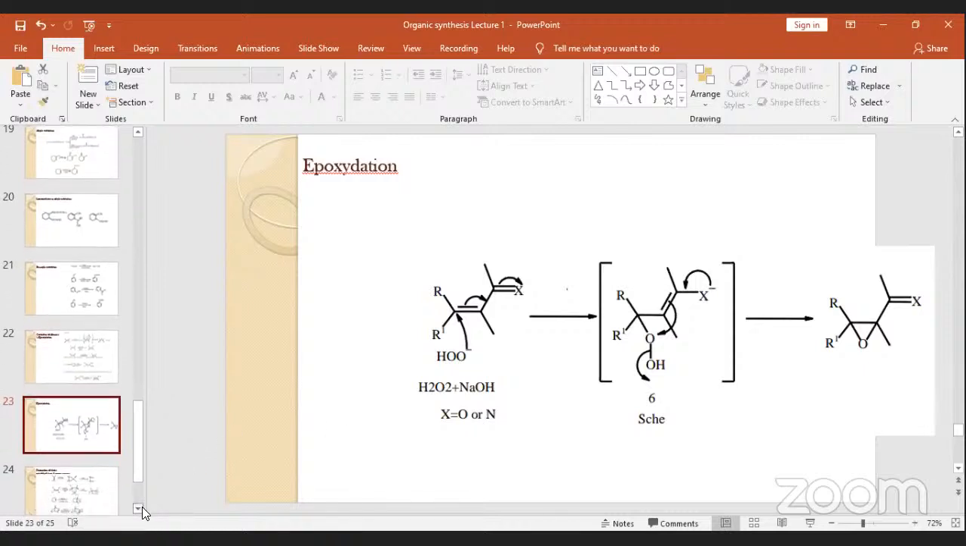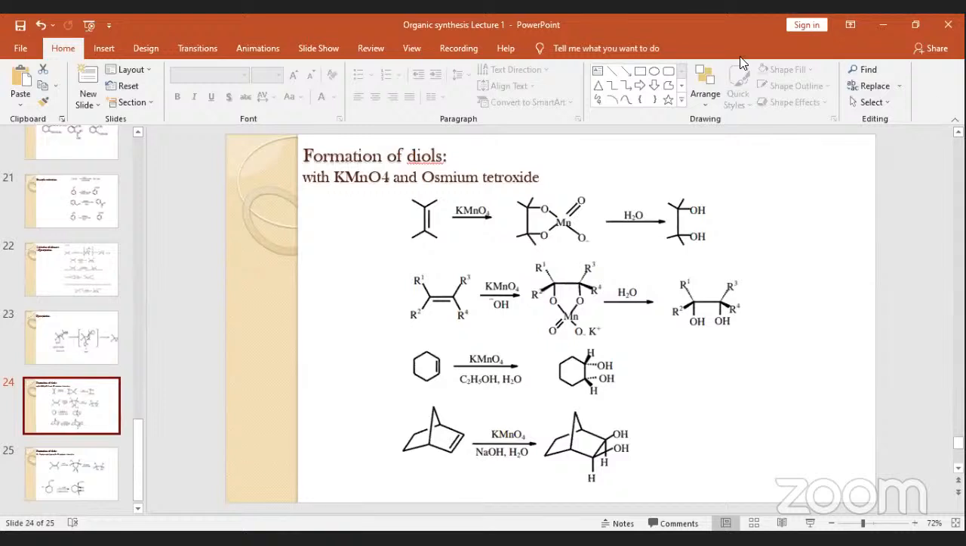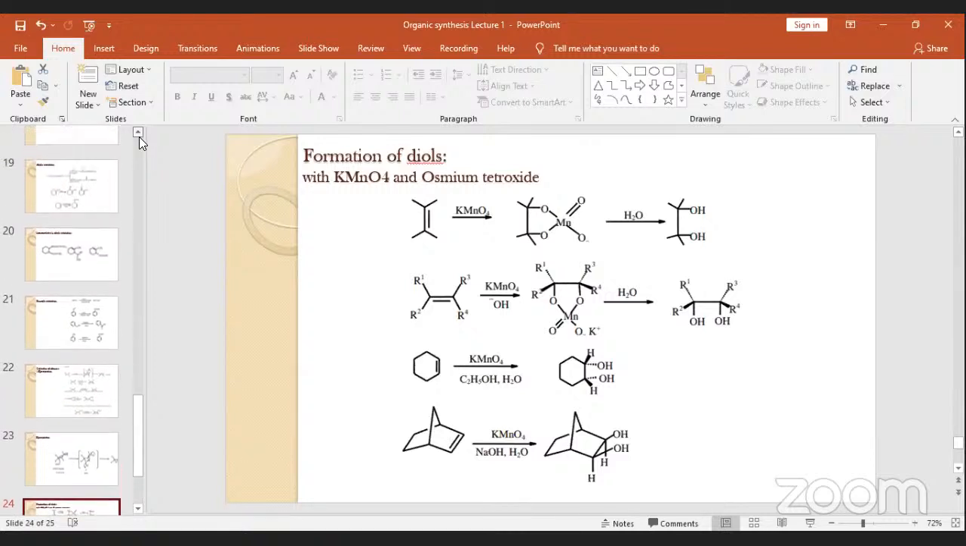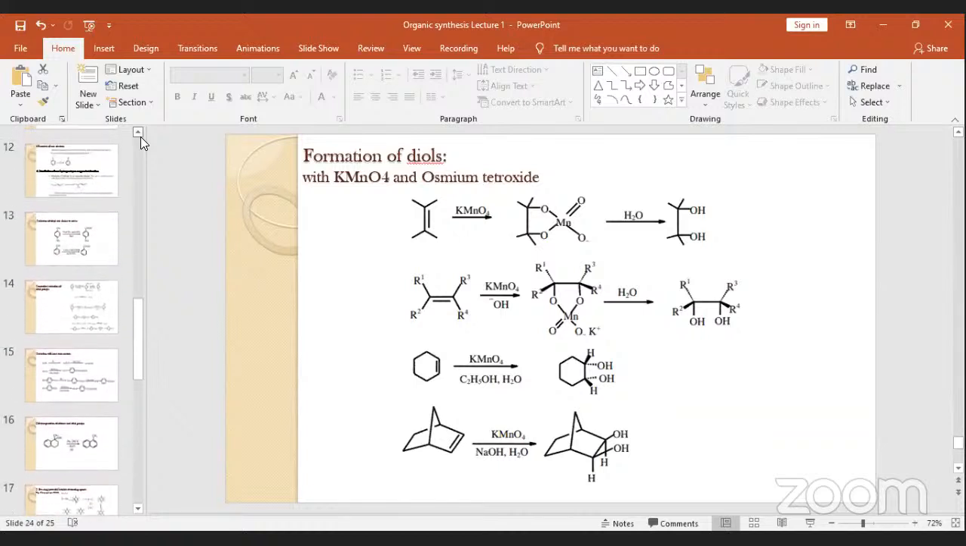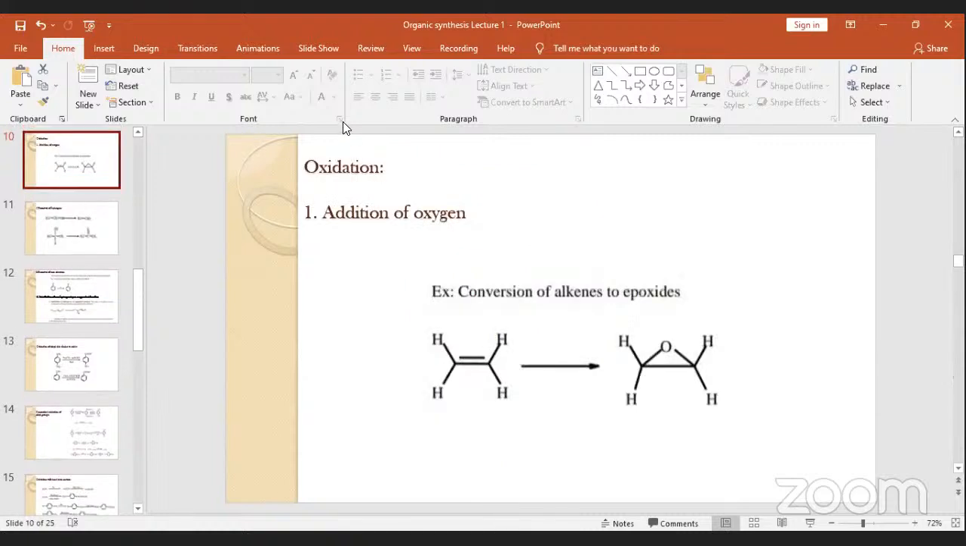Oxidation. So, what are the oxidation reactions we have seen? What is oxidation? Addition of oxygen. But just briefly again, let us revise whatever we have learned till now. What are the types of oxidation reactions we have seen?